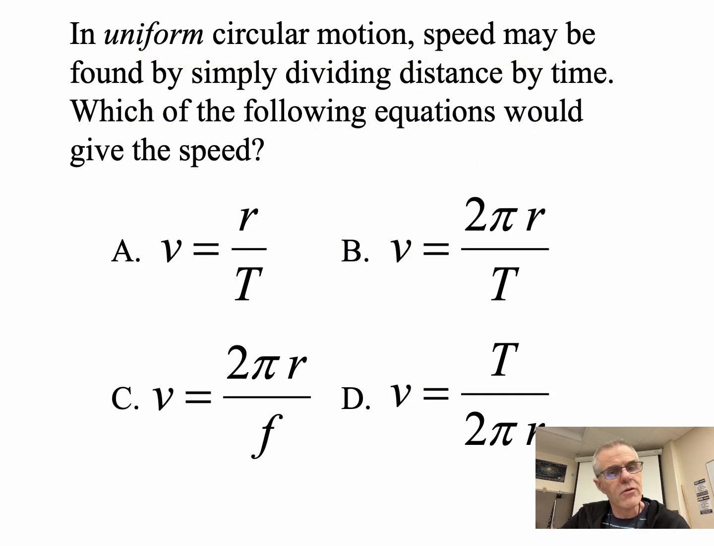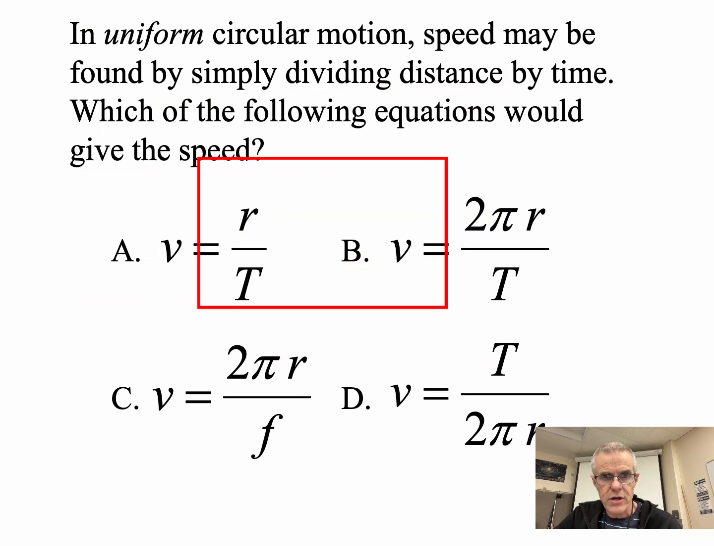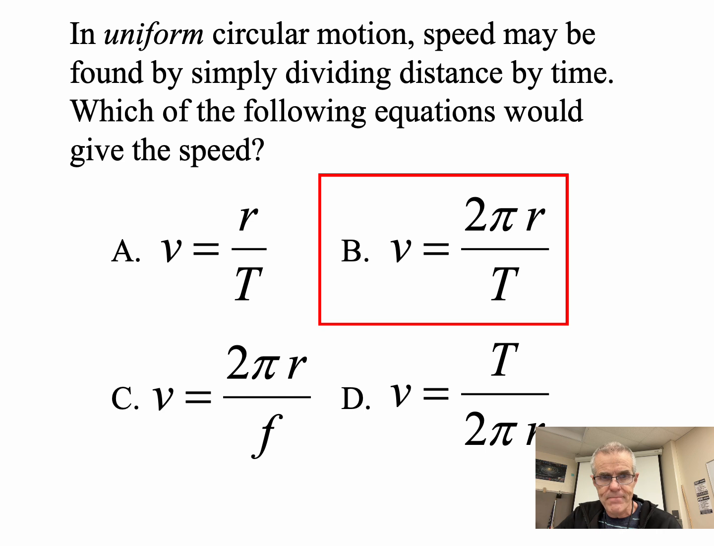All right, let's look at another question. From kinematics, hopefully you recall that if you have a constant speed, you could find the speed by dividing distance by time. If that's the case, which of the following equations would give the speed of an object in uniform circular motion? Pick your answer and see if you get it right. Here comes our answer, B. Why is B the correct answer?